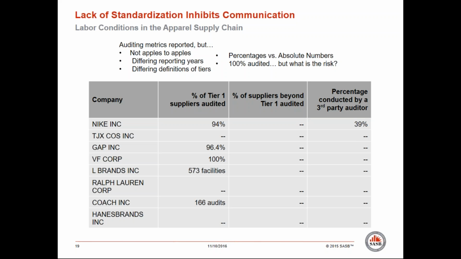So also the problem with this data is that companies are often reporting on different years, and they have different definitions of what they say is their tiers within their supply chain. So you can see that there's a communication breakdown between what companies are doing and how they're disclosing their progress to the world.